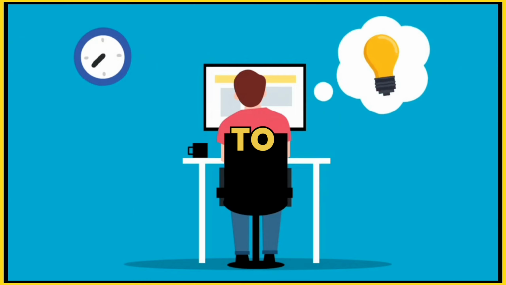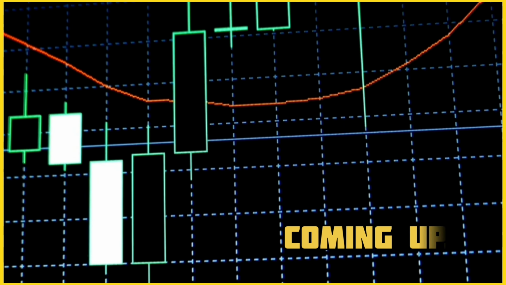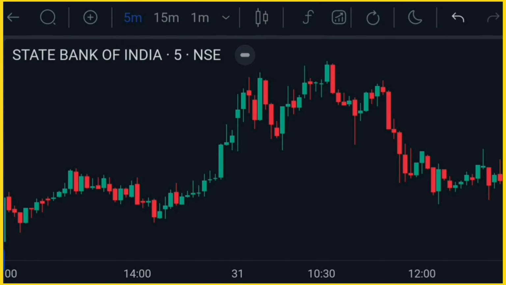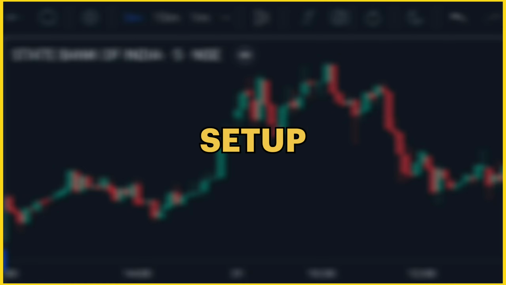Now your question is when to enter into the trade. Coming up in the next slide, guys. Now we come to the main part. Before entering into the trade, first we set up 3 indicators.